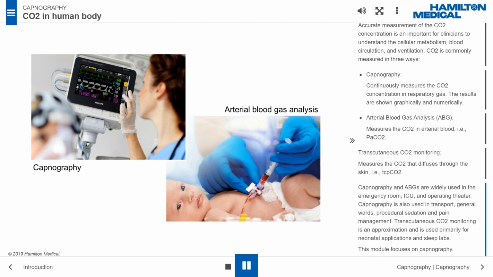Capnography and ABGs are widely used in the emergency room, ICU, and operating theater. Capnography is also used in transport, general wards, procedural sedation and pain management. Transcutaneous CO2 monitoring is an approximation and is used primarily for neonatal applications and sleep labs. This module focuses on capnography.